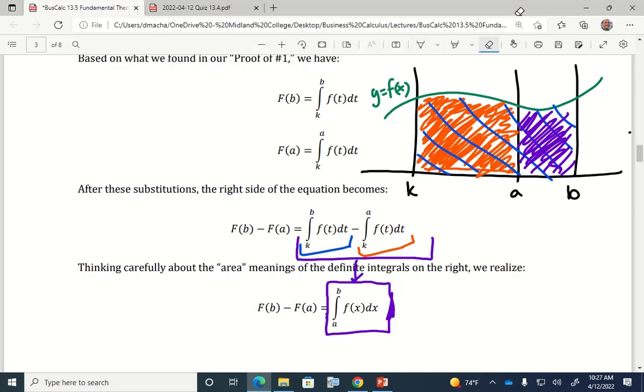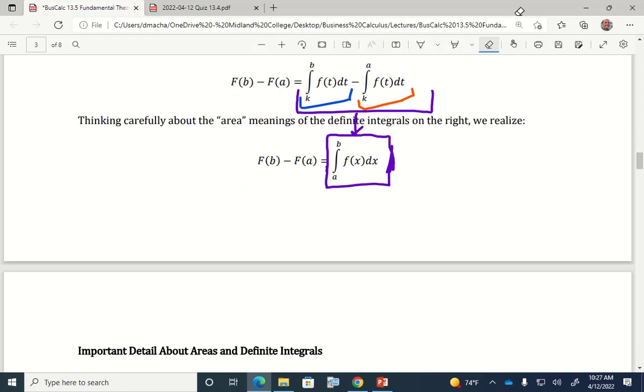And after that sort of geometric logic, we get exactly what I wanted, which is to say that you can evaluate this integral from a to b of some function by just taking the antiderivative of the integrand. Evaluate that antiderivative at the upper bound b, and then subtract capital F evaluated at the lower bound a.